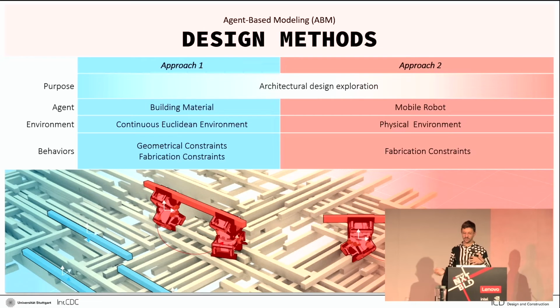And when starting the process of creating such a model, an initial interesting question is, what does the robot actually represent? In this case, it could be the building material itself that the robots are assembling, or the robots. And this has direct implications on the overall setup of the model, including how the environment is represented, as well as the definition of the behaviors that control the actions of the agents.